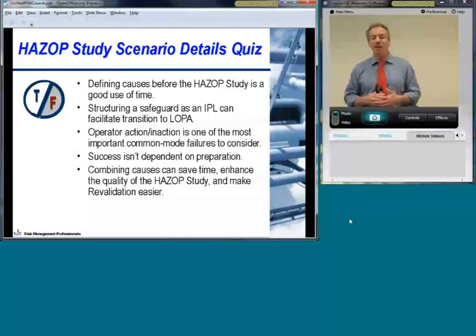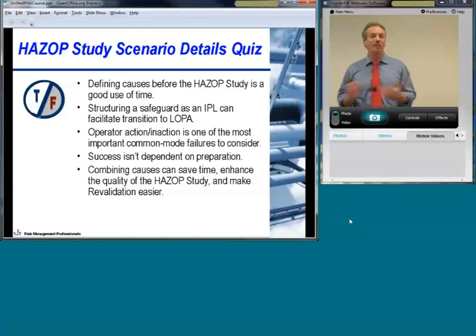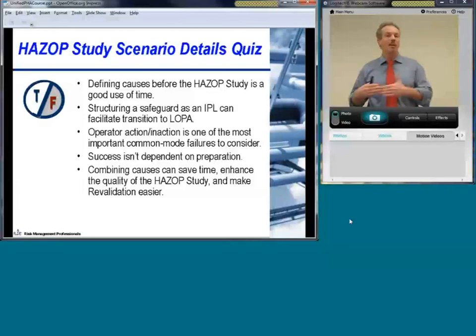Last one, combining causes can save time, enhance the quality of the HAZOP study, and make revalidation easier. That's absolutely correct. Now, there are cases where you want to split them up, and we did talk about common mode failures, but generally, combining the causes that lead to the same consequence makes a lot of sense.